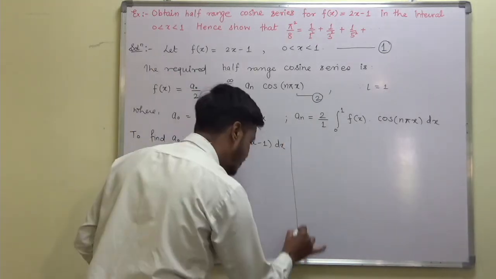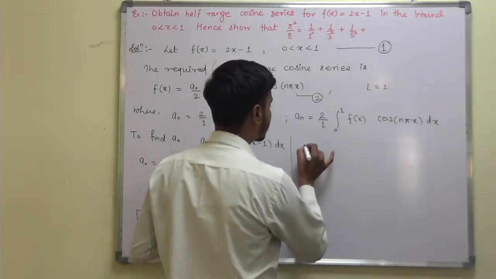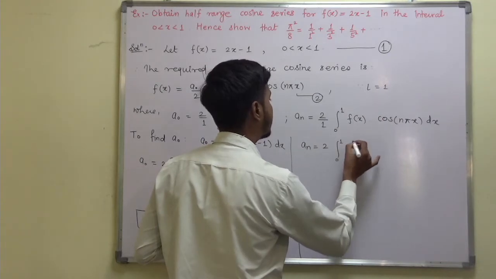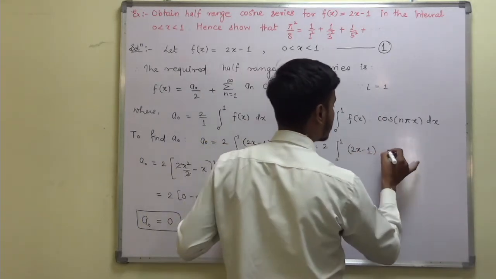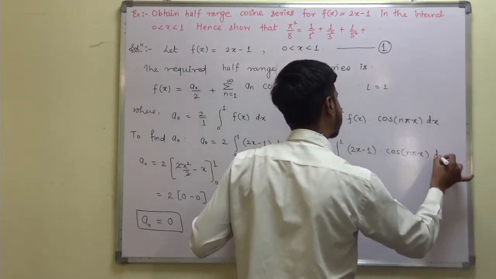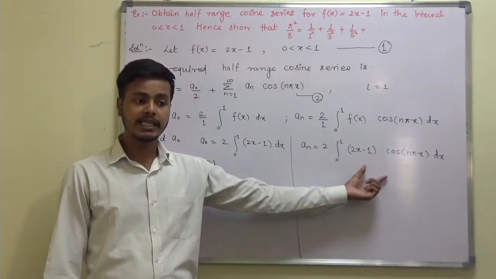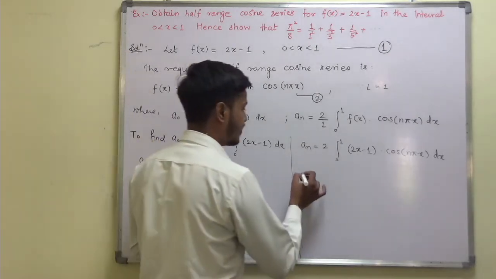Now let me find out this an. Okay, so what is an? An is equal to 2 integration 0 to 1. What is my f of x? 2x minus 1 into cos n pi x dx. Okay, so here you can apply the integration by parts, and try to get the result for an.